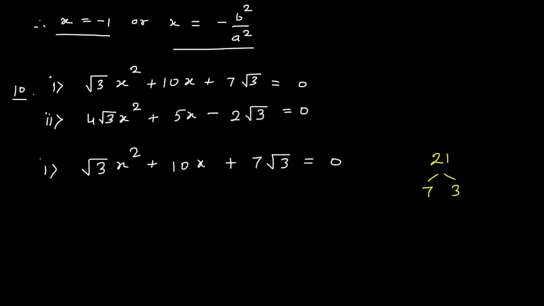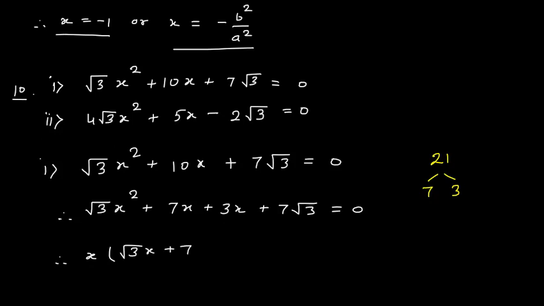Okay. So therefore you can write this as root 3 x square plus, this 10x you can write as 7x plus 3x, plus this is 7 root 3 and this is 0. So therefore now here what can you take common? You can take x common. So you take x common. Here you get root 3 x plus 7, and now here you want root 3 x. So for that you have to take root 3 common. So once you take root 3 common, you have root 3 x plus, now you have taken root 3 common, so here you have only 7, and this is equal to 0.